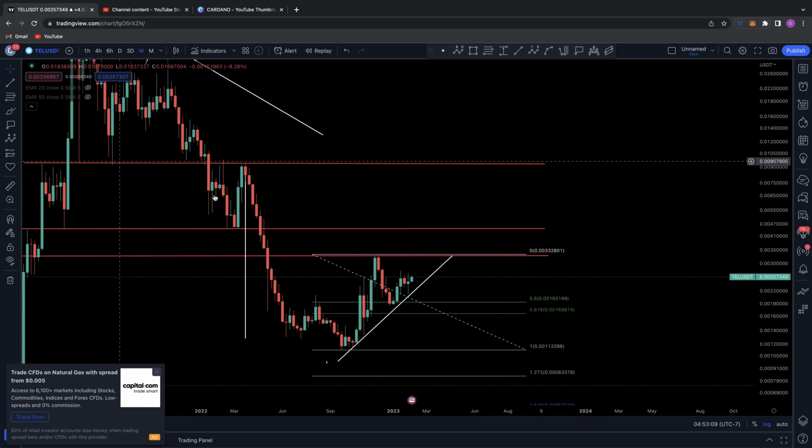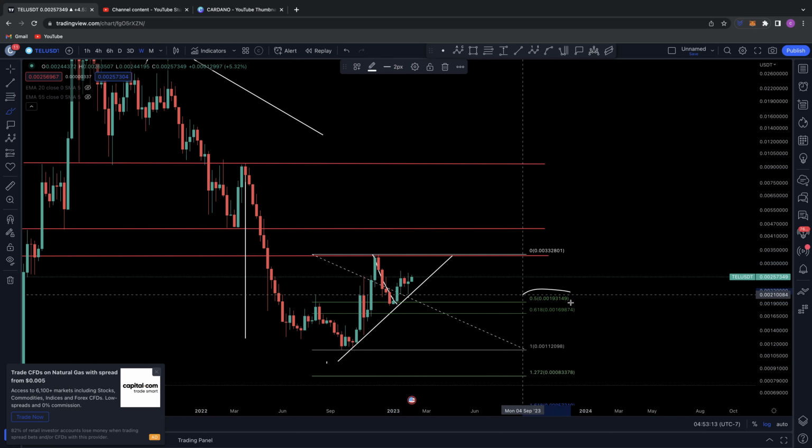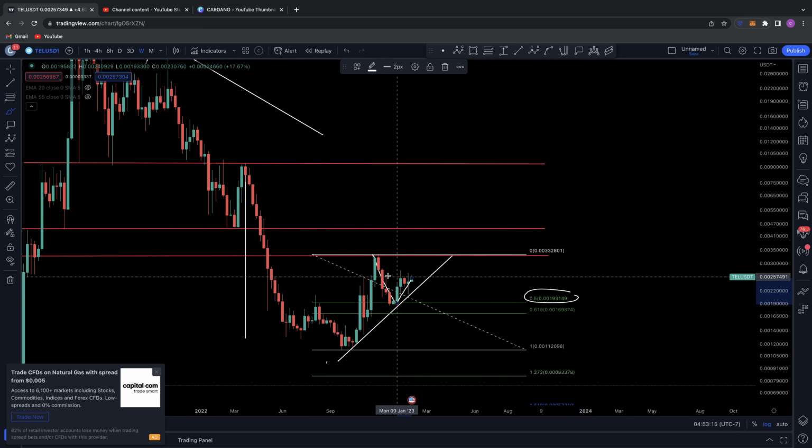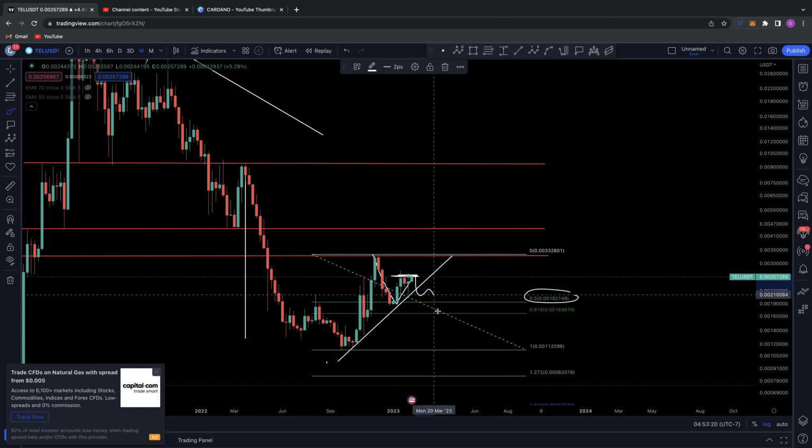And what you can see is, currently speaking, we have retraced to the 0.5 as support, and we are getting a lovely bounce off that. But if we fail to tackle above the 0.5 resistance and fail to close, I think potentially you're looking for a retracement back down to this 0.618.